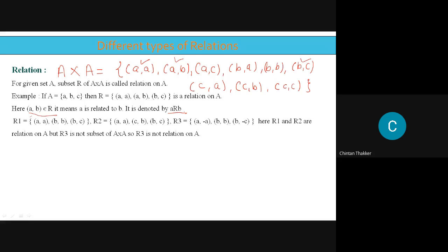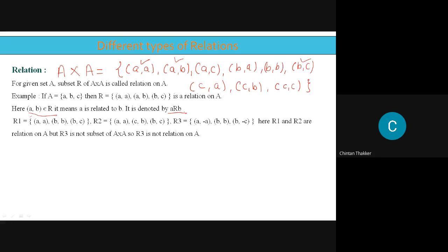But R3, in R3, see, we have the ordered pair (A, minus A), then (B, B), which is in A cross A, then the third one is (B, minus C). So (B, minus C) and (A, minus A), these two ordered pairs are not in A cross A. That means R3 is not a subset of A cross A, so R3 is not a relation on the set A. Okay, so a subset of A cross A is called a relation on a set A.